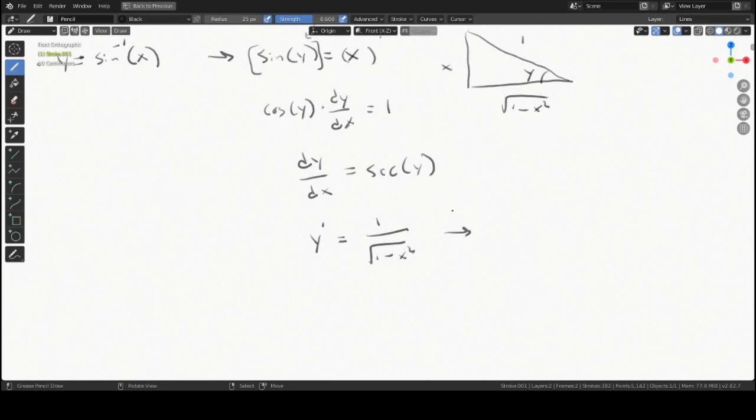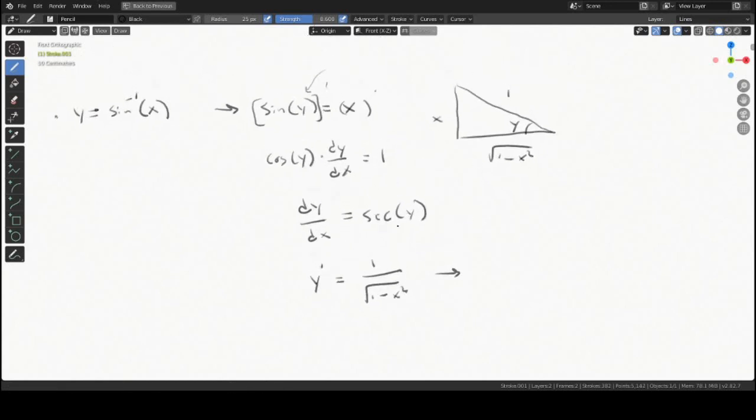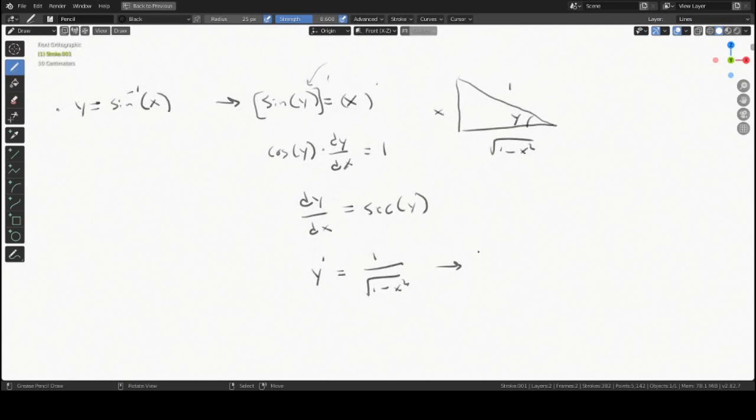And this is why I wanted to do implicit differentiation first, because it makes this a whole lot nicer to explain if you understand that you can differentiate both sides of the equation using product and chain rule to get the derivative of y out of this equation. Okay, so that gives us that the derivative of sine inverse of x is equal to 1 over the square root of 1 minus x squared.